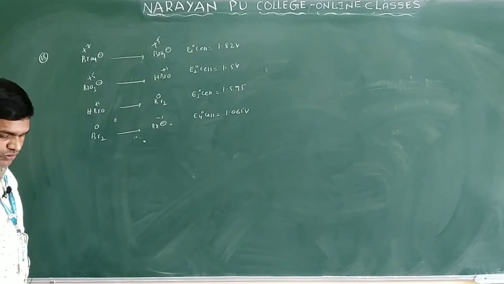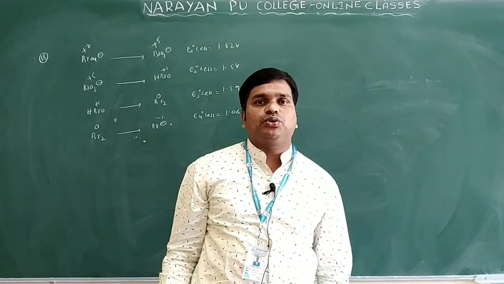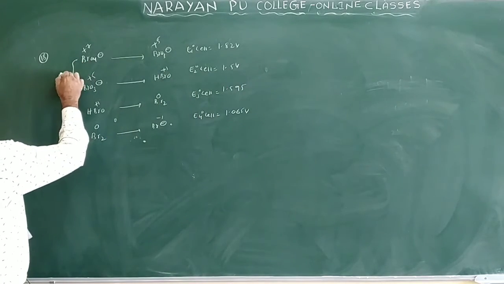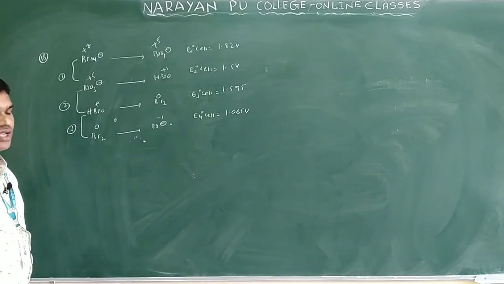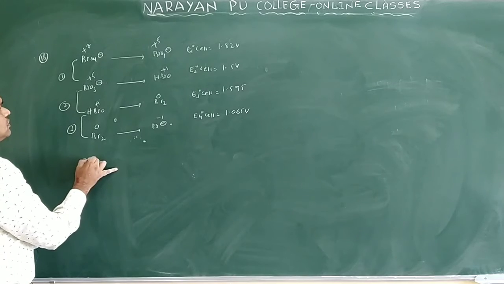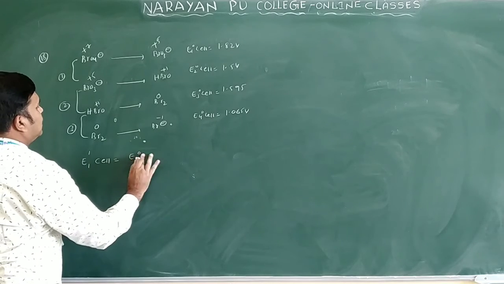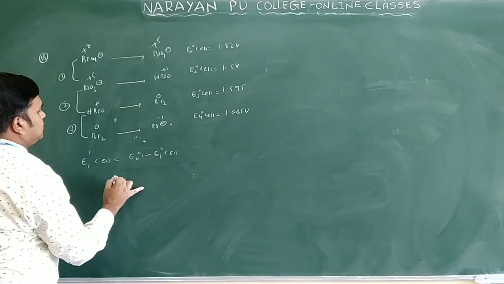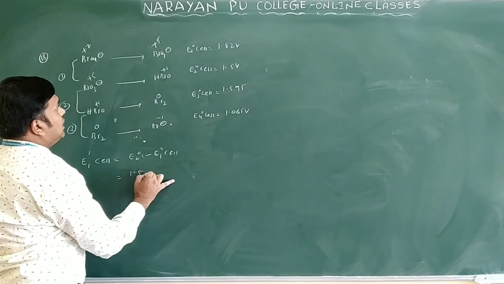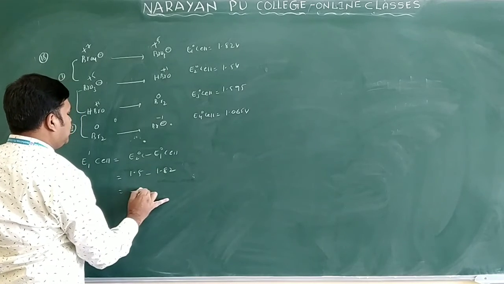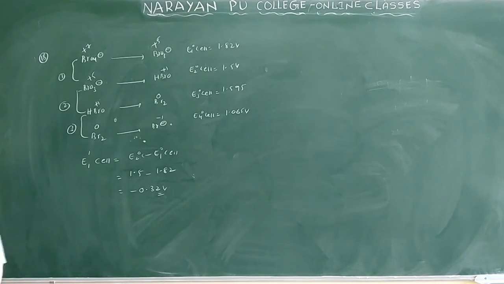So this is the conversion they have given. From this, what I want to find out is the E naught cell by taking two equations only. This I will take as one set, this as the second set, this as the third set. I want to take first E1 dash. E1 dash is equal to E2 naught minus E1 naught cell. What is the E2 naught value we have? E2 naught value is 1.5, and this is 1.82. What will we get here? Minus 0.32 volts. Minus 0.32 volts.